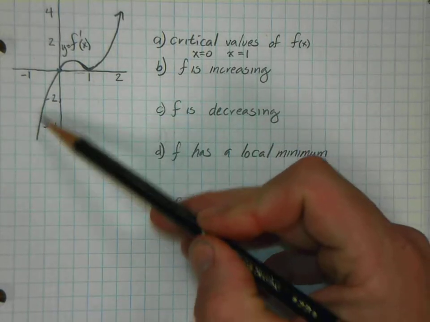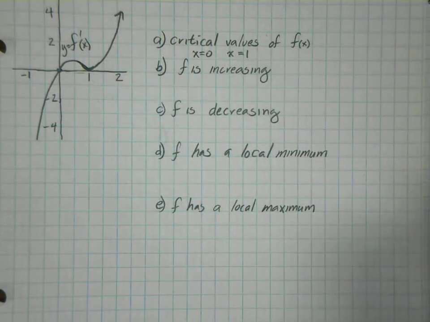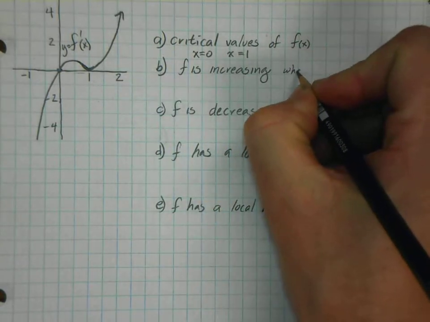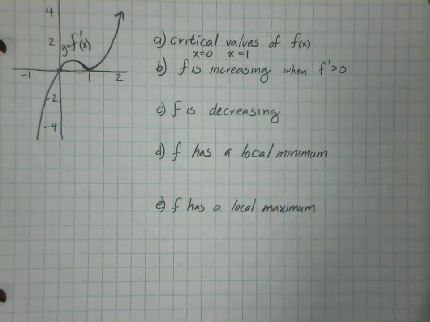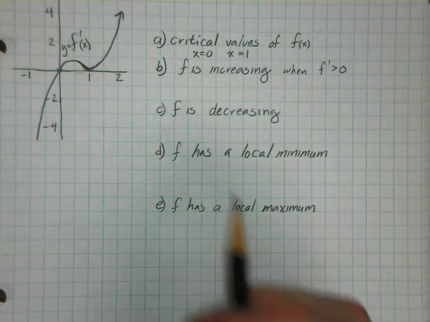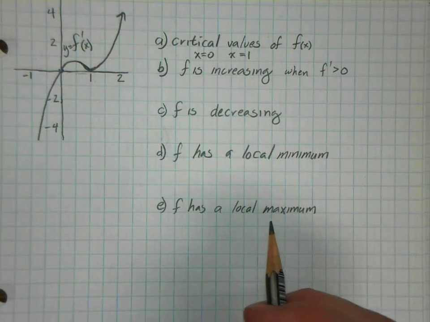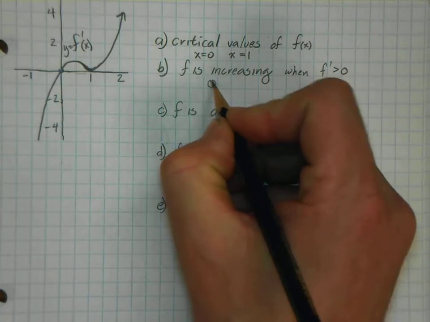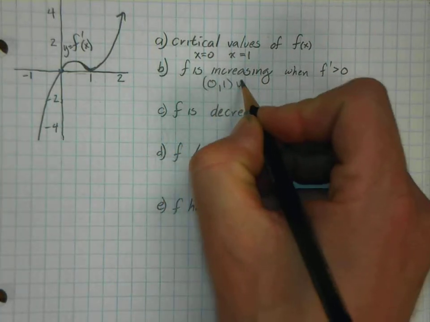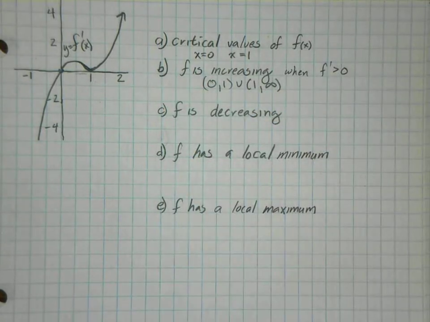You might think over here and over here, but remember we're looking at a graph of f prime. F is increasing when f prime is greater than 0. Well, this is a graph of f prime. Where is this graph greater than 0? Well, f prime is greater than 0 from 0 to 1. Also from 1 up to infinity. Now that's a little bit weird.